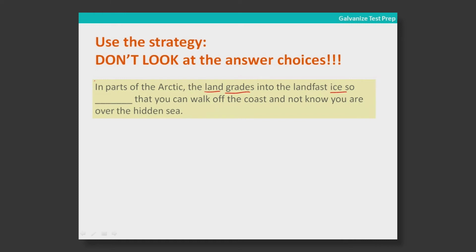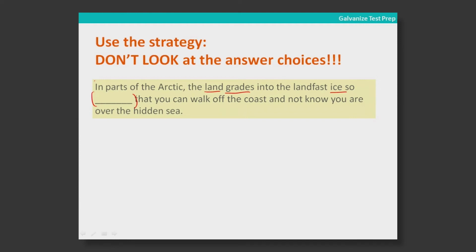So blank that you can walk off the coast and not know you're over the hidden sea. So when we come to the sentence, we understand that there's some land, it's gradually becoming ice, and it's happening in such a manner that you could walk off the coast without even knowing there's a sea under you. So you'd be walking, moseying along, and bam, you're over the sea and you have no clue. That's what the sentence is saying.